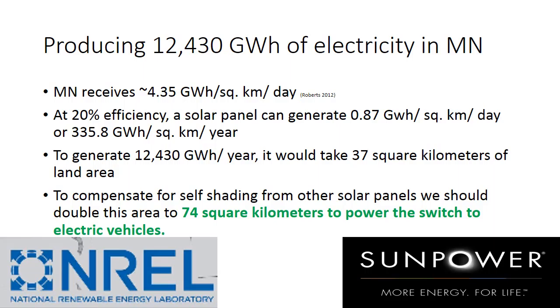At 20% efficiency, which is the efficiency rating for the SunPower brand solar panels, a solar panel can generate 0.87 gigawatt hours per square kilometer per day, or 335.8 gigawatt hours per square kilometer per year. This means to generate the power requirements for electric vehicles, it would take 37 square kilometers of land area. But because of the high latitude of Minnesota, as well as self-shading of solar panels and shading from other buildings or obstructing views, we should compensate for this by roughly doubling this area, just to be on the conservative side, giving us 74 square kilometers to power the switch to electric vehicles.